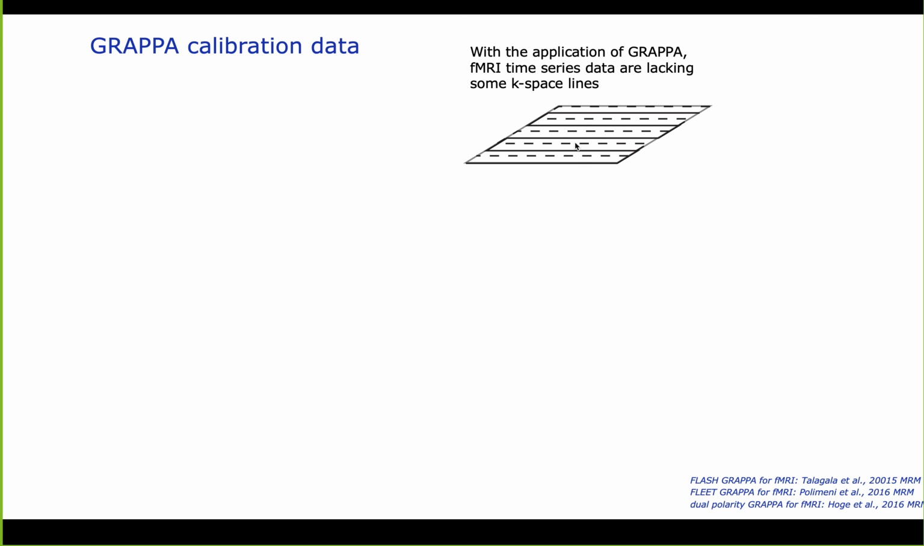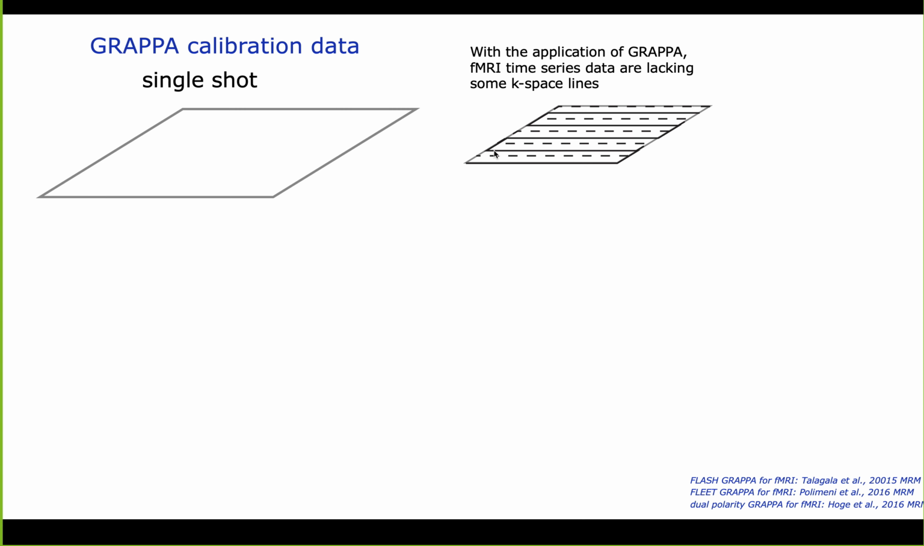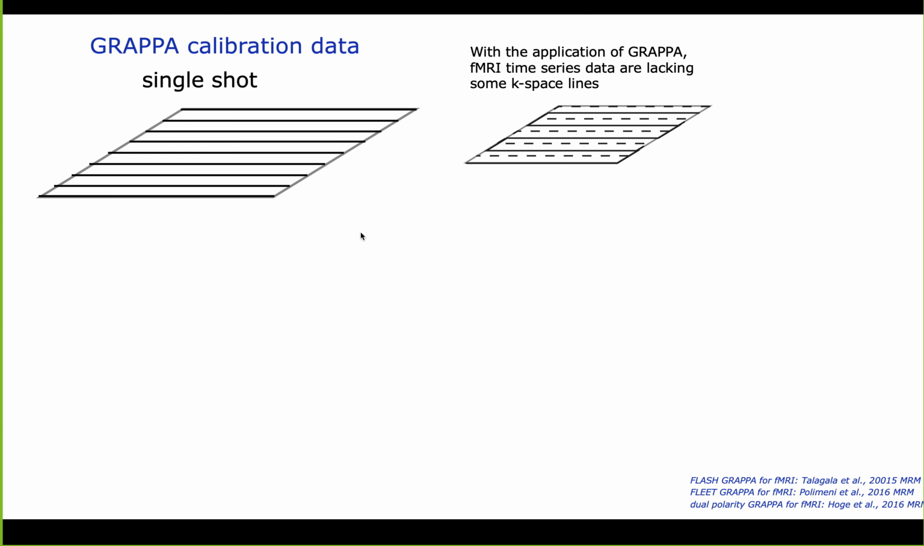And there are different approaches on how you acquire this GRAPPA reference data. And I think maybe in the early days, the default way of doing things is a single shot, where you just once at the beginning, not omit the missing k-space lines, but just acquire the entire k-space by going back and forth without missing the lines. For layer-dependent fMRI, however, this is absolutely not doable because it might take several hundred milliseconds to acquire the entire k-space.